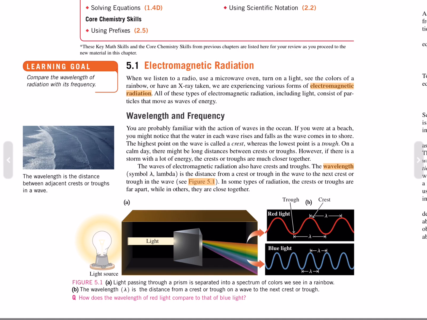The waves of electromagnetic radiation also have crests and troughs. The wavelength, symbol lambda, is the distance from a crest or a trough to the next crest or trough. In some types of radiation, the crests and troughs are far apart, while in others, they're close together. Red light is farther apart, blue light is closer together.